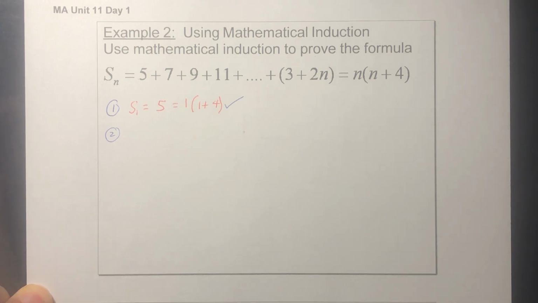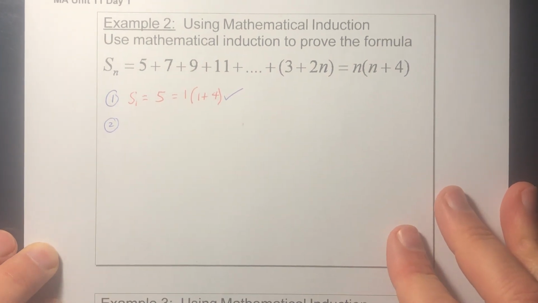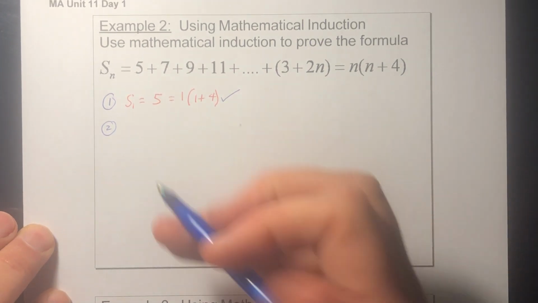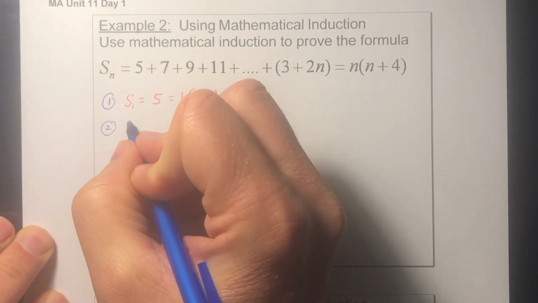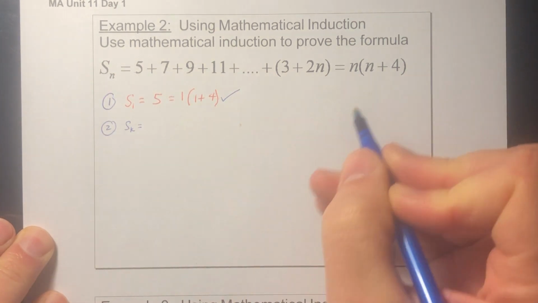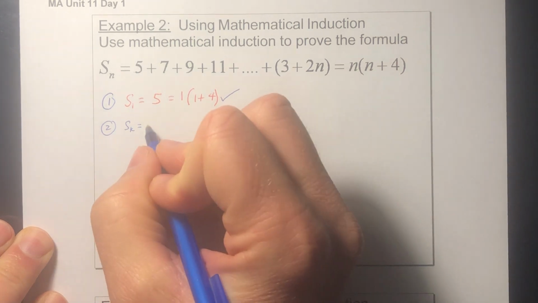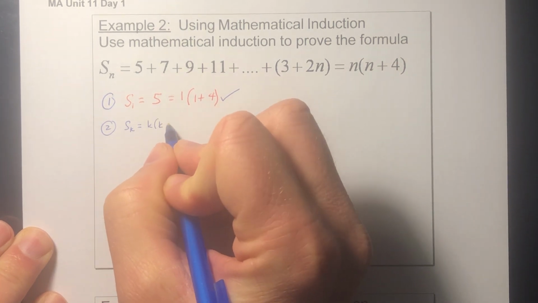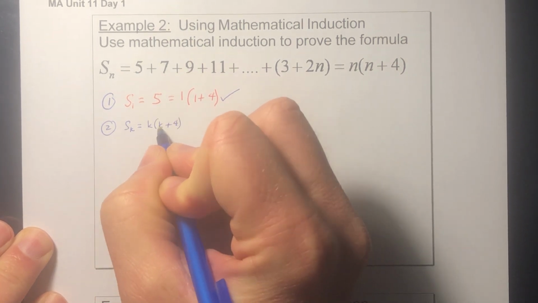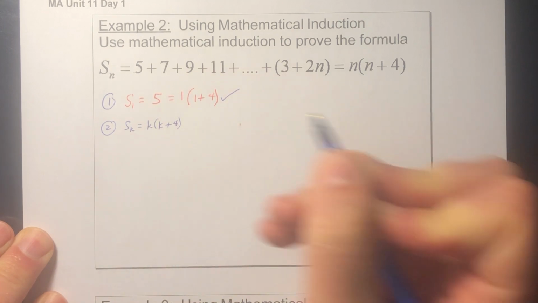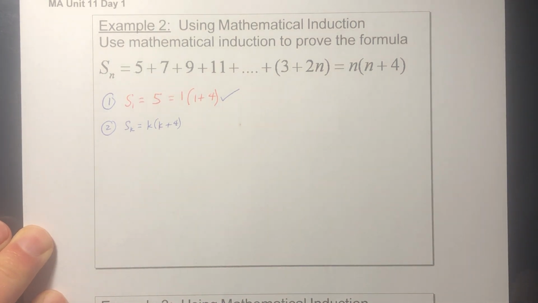So we're going to do some preliminary work here to help us out to get what we call a target. So I'm going to replace this n with k, and come down here at the end and replace each of those n's with k. It's just something we do with math induction. Don't think too much into it. So we have s sub k is equal to k times k plus 4.